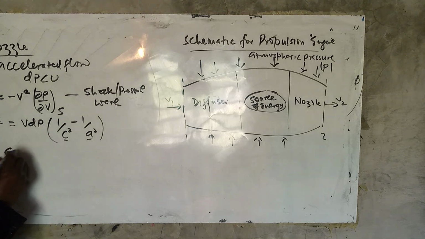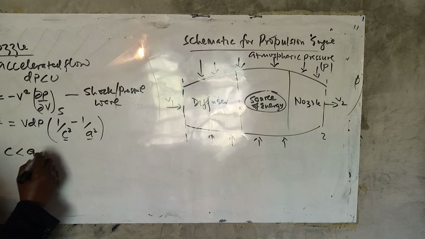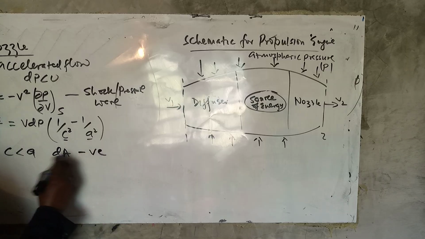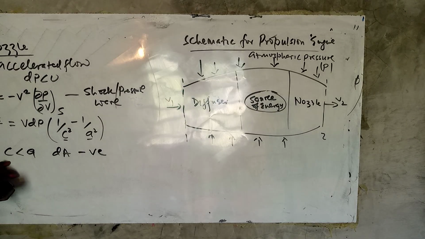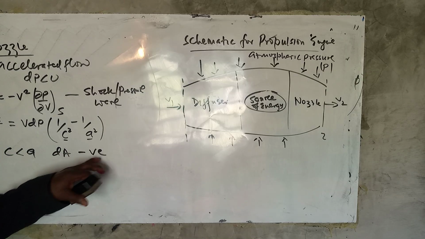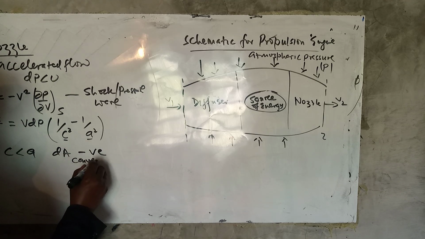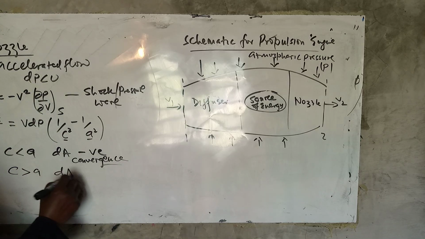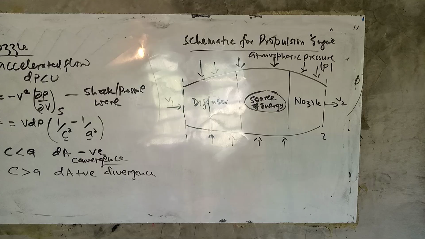And we say that when CA is less than A, then what are we talking about? dA was negative. In other words, what does that mean? dA is negative. In this particular case, when CA is less than A, then dA was negative. And what does that mean? That is convergence. And when CA was greater than A, dA was positive, and that is divergence. Very important to remember these things.